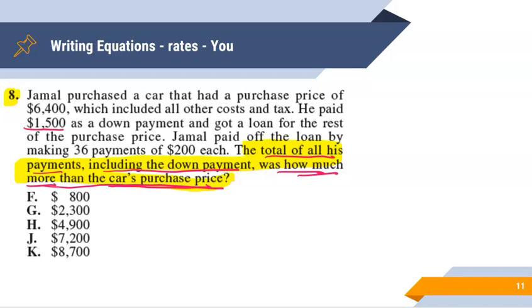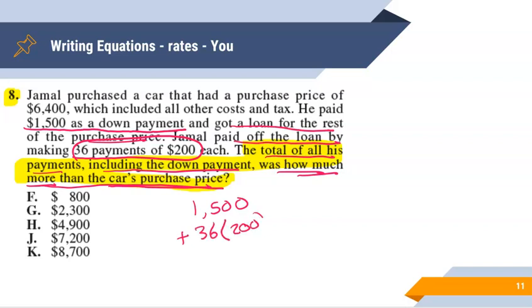So we paid $1,500 for the down payment and then got a loan for the rest of the purchase price. It says Jamal paid off the loan by making 36 payments of $200 each. So if I add to this 36 payments of $200 each, we will see $8,700. Now, be careful, okay?